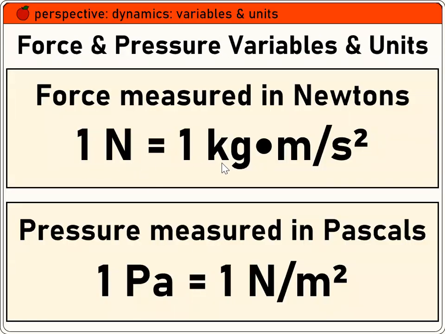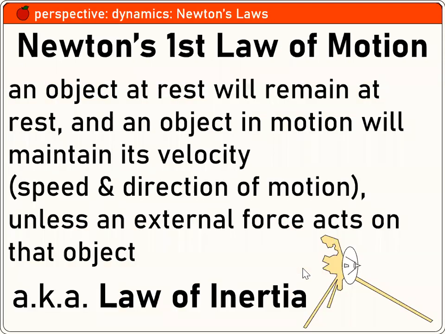1 Newton, to measure force, breaks down to 1 kilogram meter per second squared. Hey, that's F equals ma. Look at that. Okay. Pressure, pascals, that's like force per unit area. So Newton per square meter, break down to.